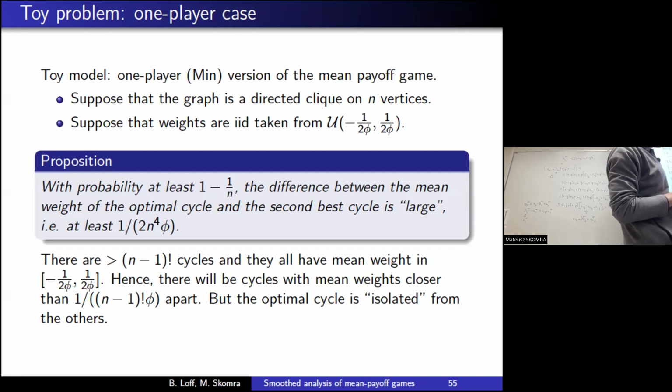Okay. So now let's see that this is really large, right? Because you have at least this many cycles, an exponential number. Since you have this many cycles, and every single cycle has a mean weight between this and this, because this is how I define the weights, by the pigeonhole principle there must be cycles that are extremely close to each other, 1 over n factorial close. But the proposition tells you that the optimum and the second best are not n factorial close, it's n to the 4th. Okay?